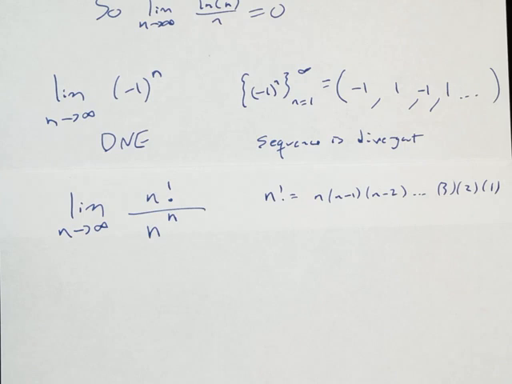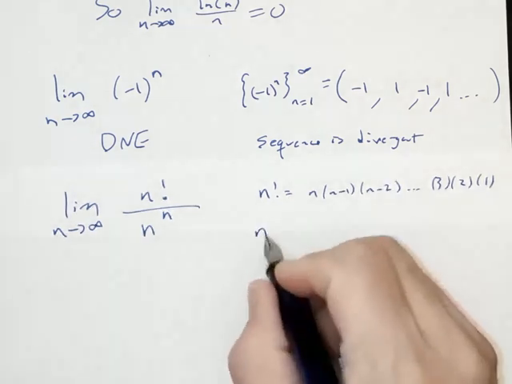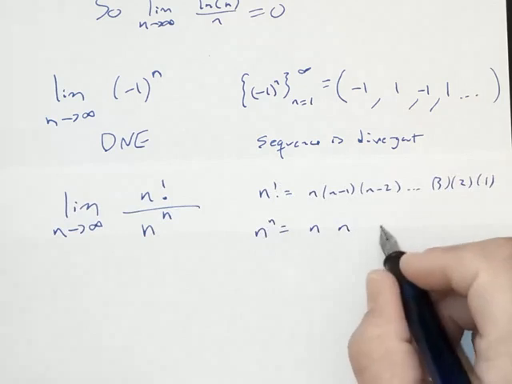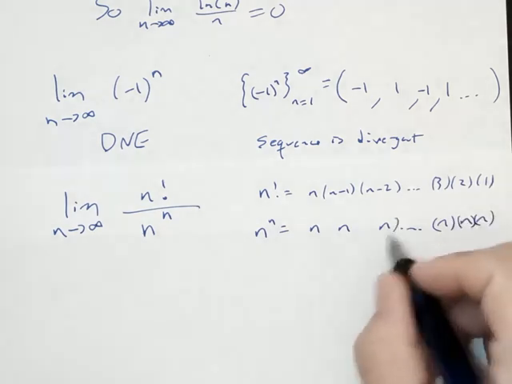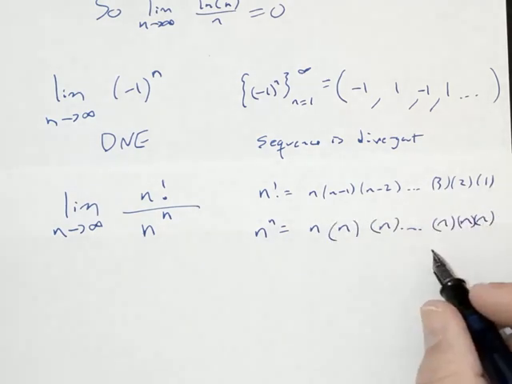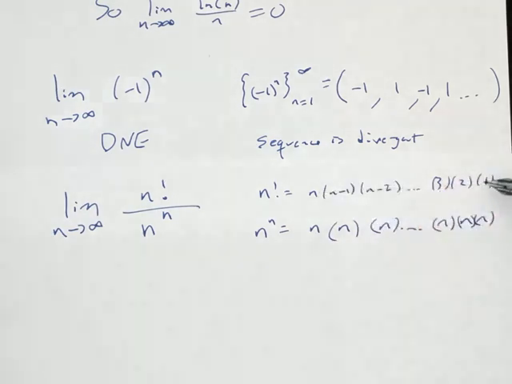How does this help me? Jacob? Okay. But even if I don't cancel it out, I can think of n to the nth as n times n times n, exactly the same number of times, because there are n things in this list and there are n things in this list. Yes? Okay.